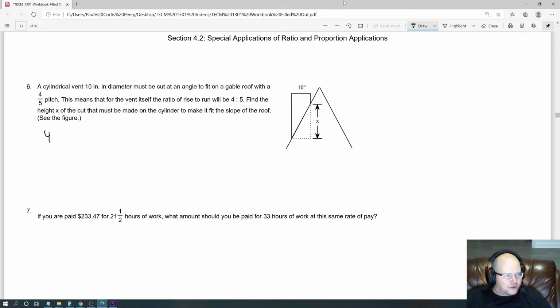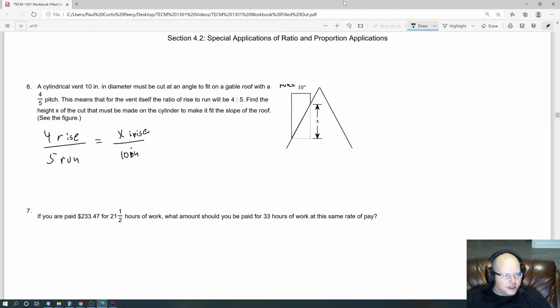Okay, so we have 4 rise to 5 run equal to, see, this would be the run. So the run on here, that's 10 inch. All right, that's the run. And over here we have an unknown rise. That's the number of inch rise, right?